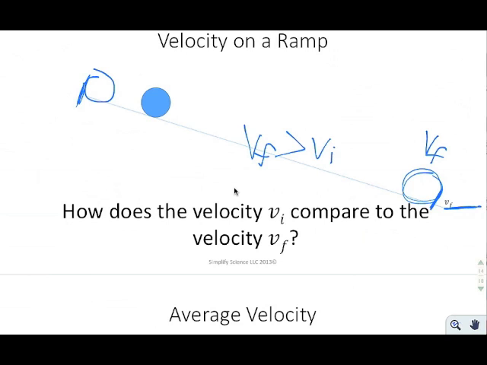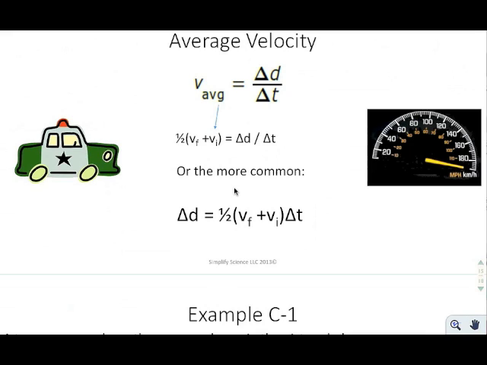So if we look at our average velocity again, our average velocity can be expanded. Remember, whenever you take an average, you can take all the points, add them up, and then divide by that number. Well, in our case, we're just interested in 2 points, the first point and the last point. If you take those, add them up, and then divide by 2, you get the average. So we expand this average to say 1/2 (VF plus VI) equals delta D over delta T.